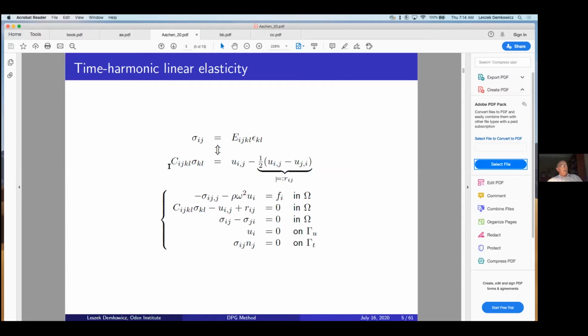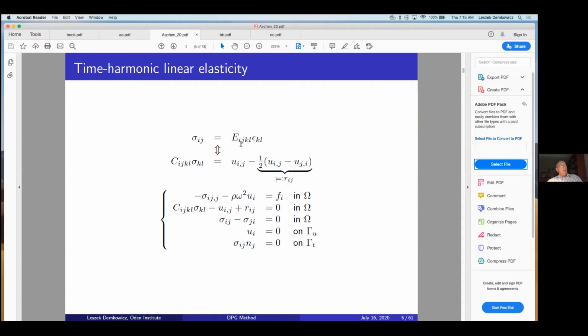If you take the symmetric part of both those equations, Rij disappears and you're left with just the inverse form, the compliance form of the constitutive law. But if you take anti-symmetric parts of both sides of the equation, then the left-hand side, due to the symmetries of the compliance tensor, is zero, whereas the right-hand side reduces to Rij and the definition of Rij. So don't forget about that.